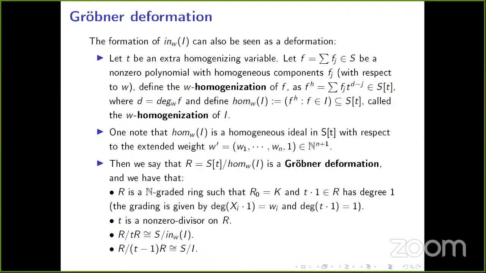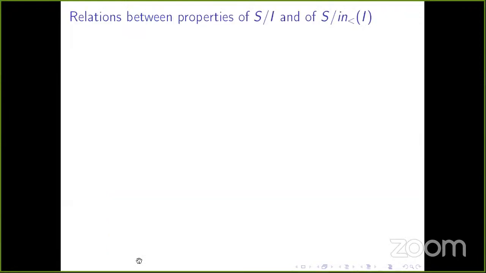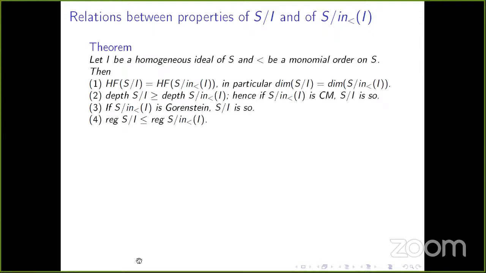Now one might ask, given S/I, why do we want to consider the initial ideal of this? Generally, in order to study various algebraic properties of S/I, sometimes we consider S/in(I), because given a monomial order, the initial ideal being a monomial ideal is much simpler to study than S/I. And there are relations between various algebraic properties of S/I and S/in(I). So for example, see the following theorem.